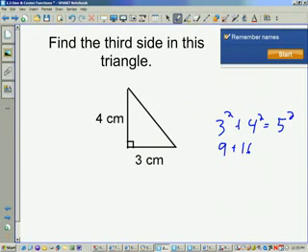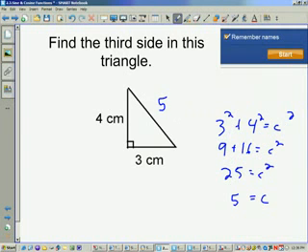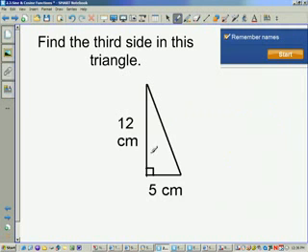So 9 plus 16 is, oh, why did I say 5 squared? Just because I knew the answer right away. c squared, so this equals 25. And then the square root of 25 is 5. So the hypotenuse here is 5.